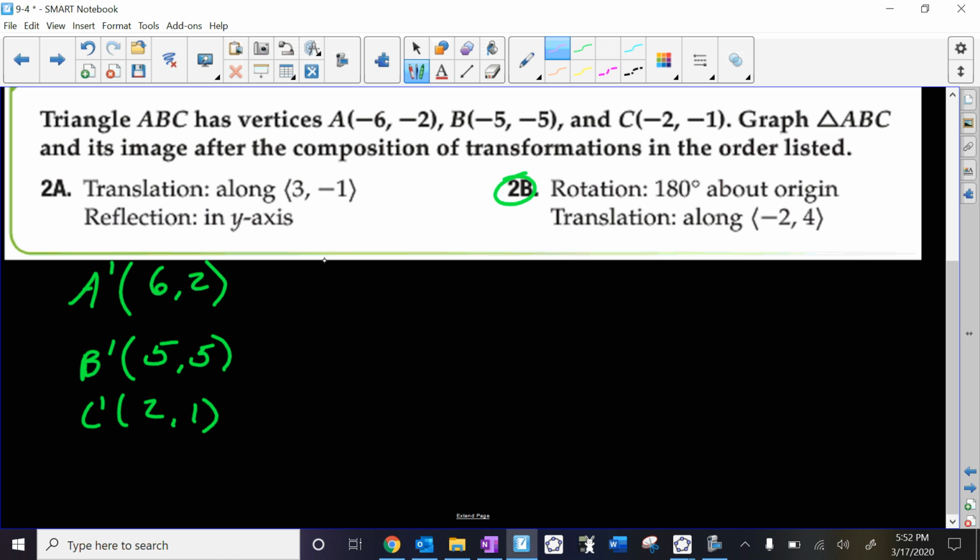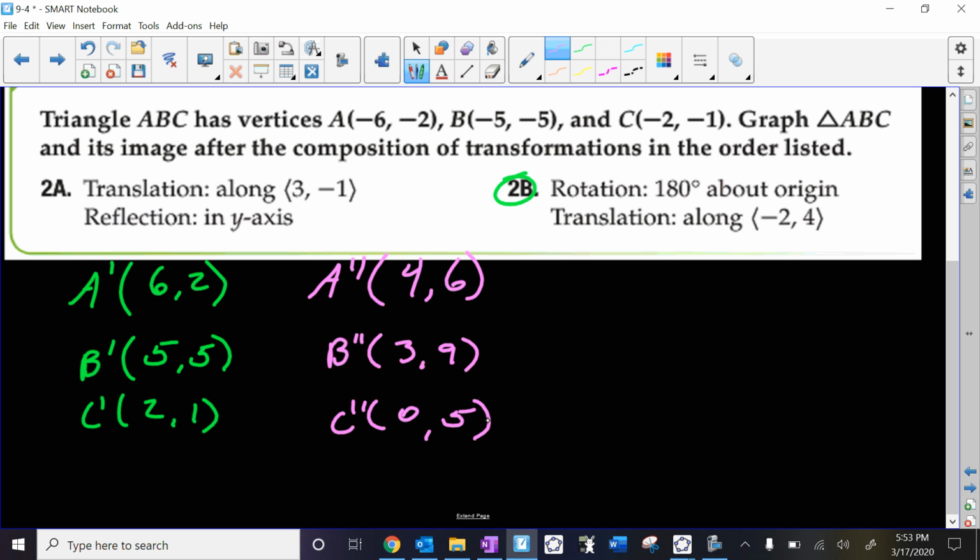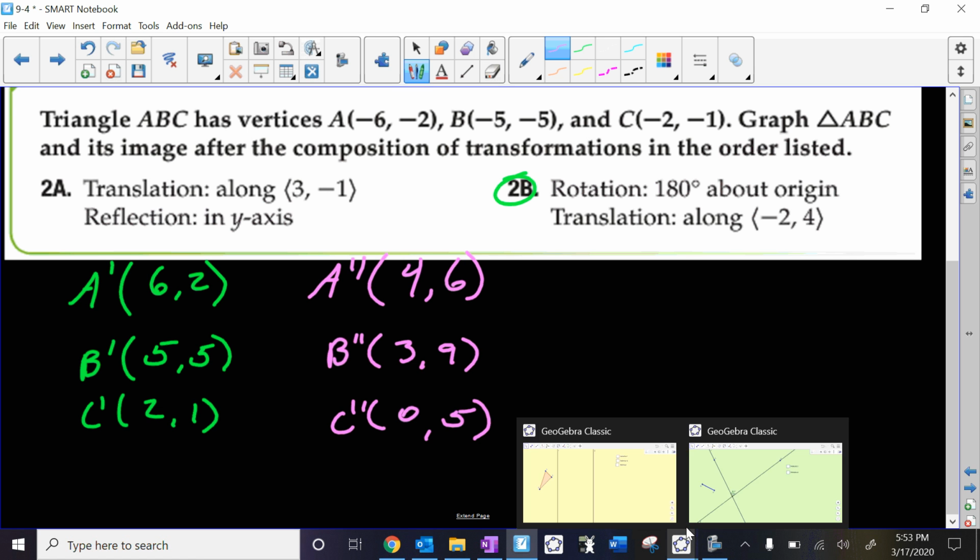Once you have that, then we can do our translation. A double prime, B double prime, and C double prime now. For A double prime, I'm going to add -2 to 6. That's going to get me 4 and 6. B double prime is going to come out to 3, 9. And then C double prime is going to be 0, 5 when I add the vector on to those points. That's really all there is to it when we're talking about a composition of transformations.